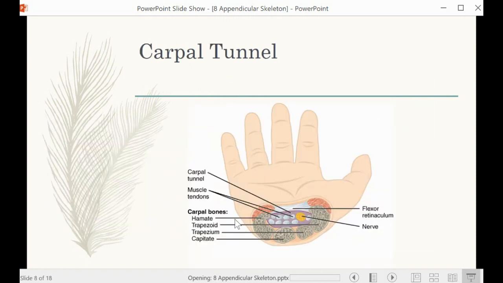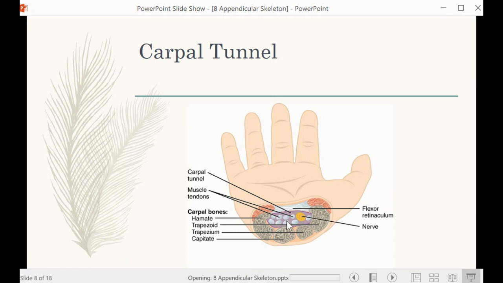And what can happen is that we actually form what's called the carpal tunnel there in our wrist. And so if you flip your hand over again, palms to the sky, supine, then you're going to see that we have all of these carpal bones and they form sort of a tunnel, and it's covered over by what's called the flexor retinaculum right there. And there's the nerve.